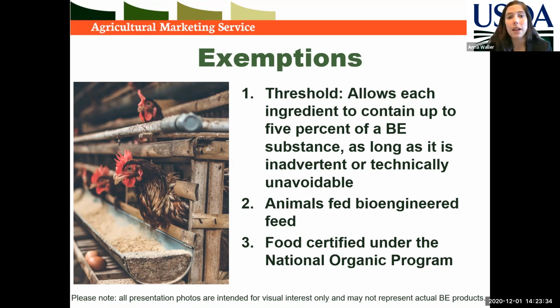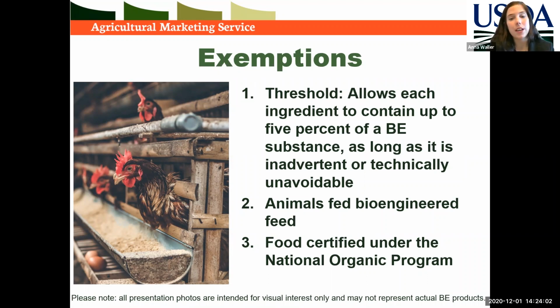The second exemption is for foods that come from an animal that is fed a bioengineered feed. Food derived from an animal that is fed bioengineered feed are not bioengineered foods as a result of that animal being fed bioengineered feed. For example, eggs are not considered a bioengineered food just because chicken was fed a mix of bioengineered grains. Similarly, milk from a cow fed bioengineered alfalfa is not a bioengineered food as a result of the cow eating bioengineered feed.